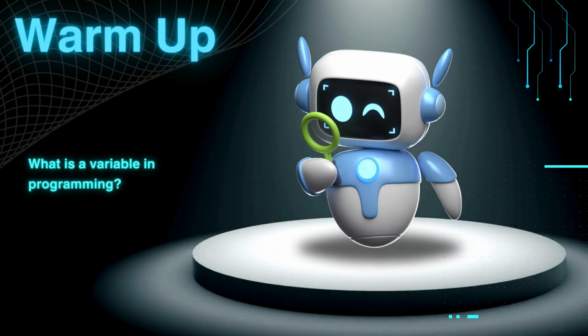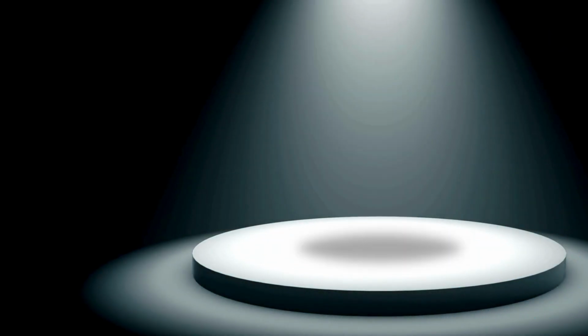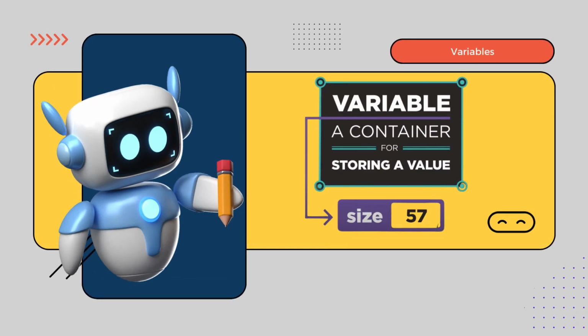What do you think a variable is in programming? Variables are like magical containers that hold information for our programs. They can store numbers, words, or any kind of data we need to work with. Today you'll learn how to develop programs effectively, understand how to store data using variables, and even modify data within your programs like coding pros.